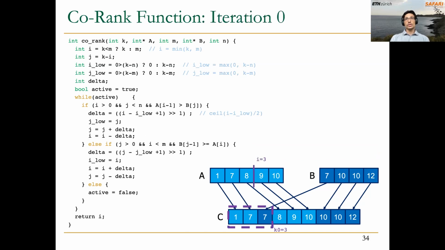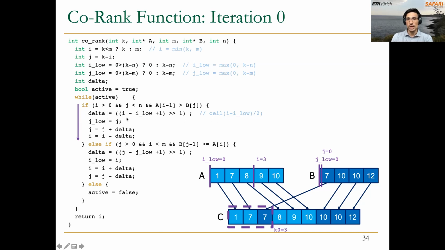In iteration 0, when we start the execution of this function, we assign the initial values i equals 3, j equals 0, and i low and j low both equal to 0. Now we compare i and j to 0 and to the maximum value they may have, and we also compare the corresponding elements of the input lists A and B. In this very first iteration, i is greater than 0, j is less than n, and A[i-1] is greater than B[j]. We can see that this 8, A2, is greater than this B0. So we go through this path and update the delta value accordingly.